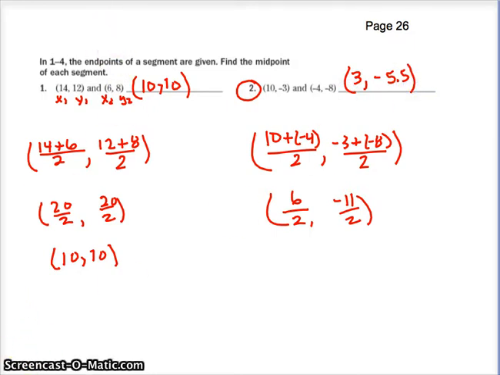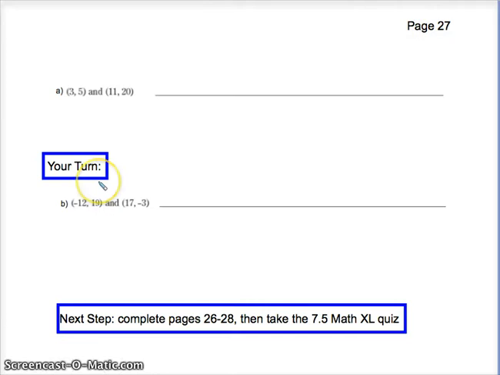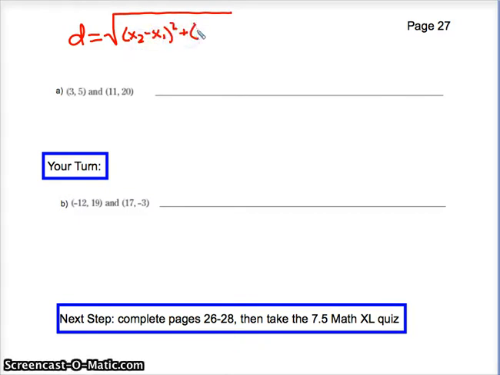Alright, time to move on to some distance formula. We're going to find the distance between these 2 points. Remember that our distance formula, I'll write it at the top of the screen here, is the square root of x2 minus x1 squared plus y2 minus y1 squared. Make sure you write that down at the top of your paper too. The more you write that formula, the easier it will be to remember it.